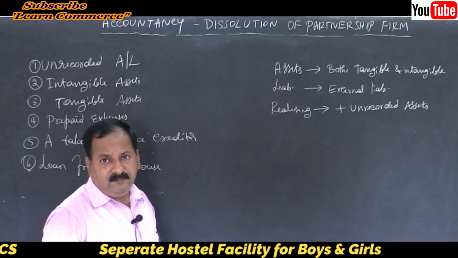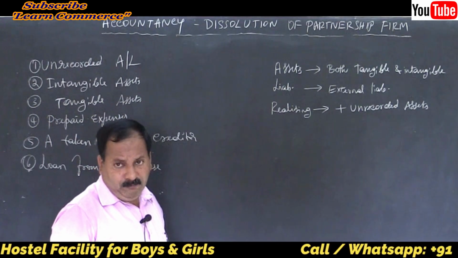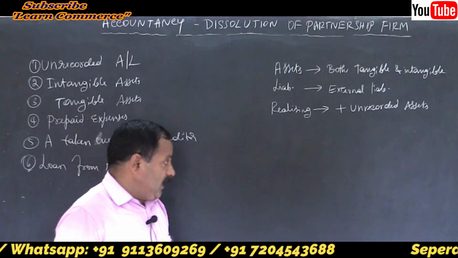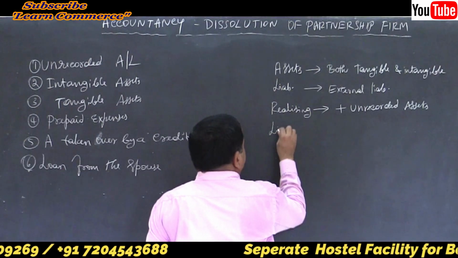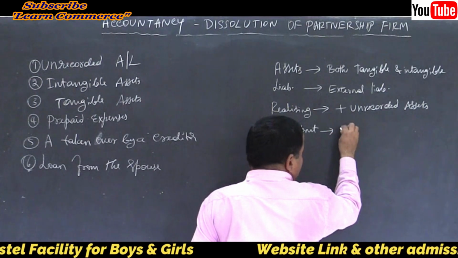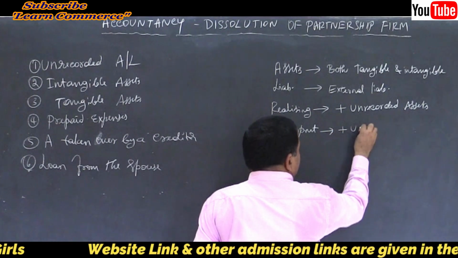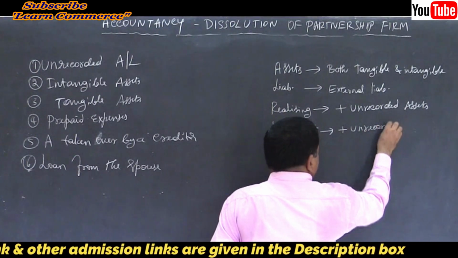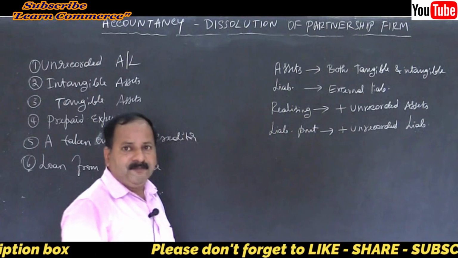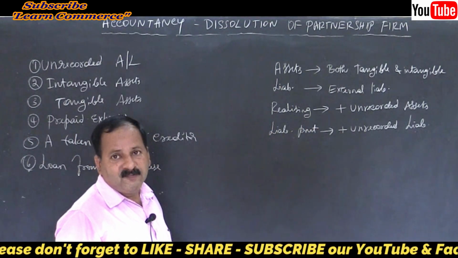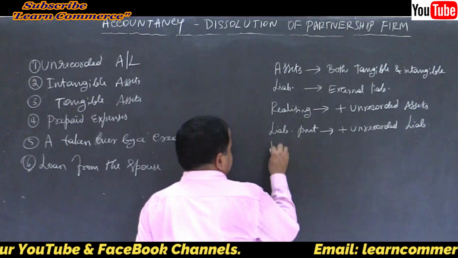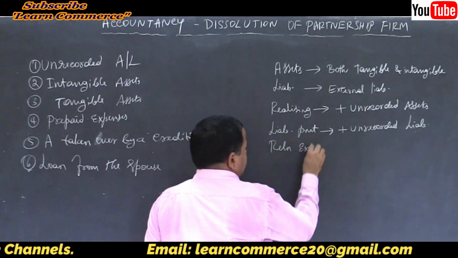Then, while making payment to liabilities, whether instruction is given or not to make payment, still you have to make payment to liabilities, right? So, liability payment, you have to make payment to all the liabilities plus unrecorded liabilities. Unrecorded liabilities, you have to make payment, right? Yes. Then, what else? You have to make payment for realization expenses. Realization expenses are to be paid.